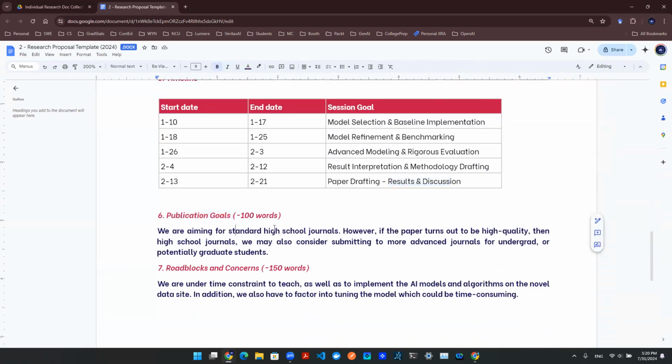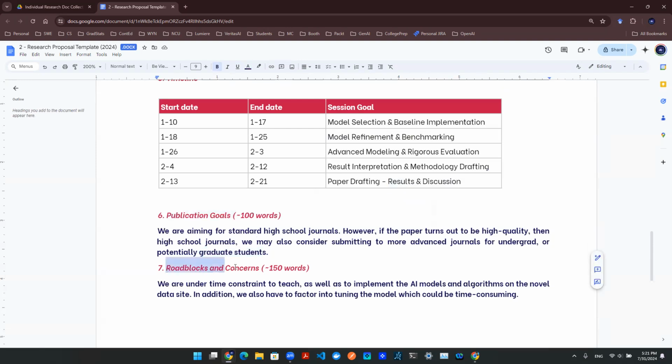The publication goals also depend on the nature of the research, as well as where the student considers their career to be heading to. Typically, we're talking about high school journals. Sometimes people might be aiming for a higher level journal, undergrad, right? Potentially even a graduate student journal, no problem there. It's whatever you find to be a good fit for your own research.